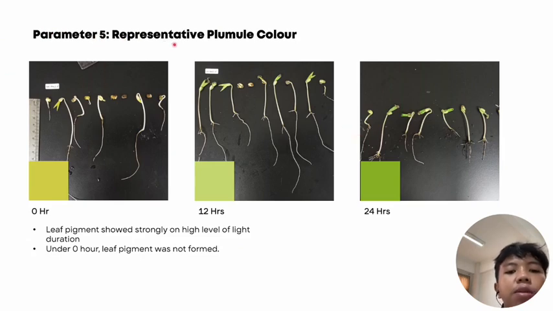These 3 images are representative of plumule color, and we can see here that in the low level of lighting there is a pale plumule because the chlorophyll production was limited, and in the high level of lighting we have a strongly pigmented plumule.